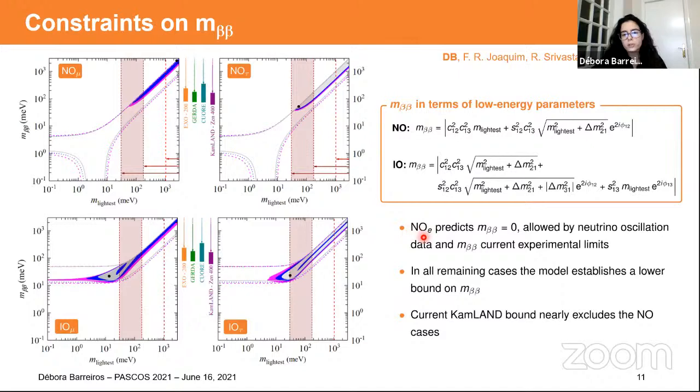For the case of normal ordering and decoupled electron, this case is still compatible because of course it predicts m beta beta equal to 0, which is still allowed by neutrino oscillation data and current experimental limits on m beta beta. Regarding inverted ordering, we still have to wait a little bit longer for next generation experiments in order to be able to probe the entirety of the regions.